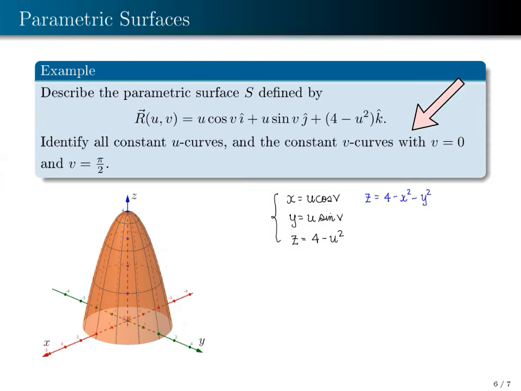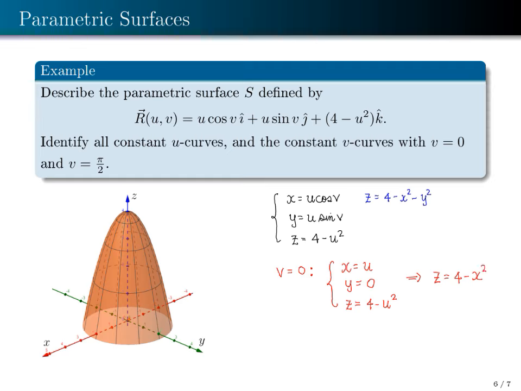For the constant v curve with v equals 0, all that we need to do is to substitute v equals 0 in each of these equations. We get x is equal to u, since cosine 0 is 1, y is equal to 0, since sine of 0 is equal to 0, and still z equals 4 minus u squared. Note that substituting u equals x in the third equation yields z equals 4 minus x squared.